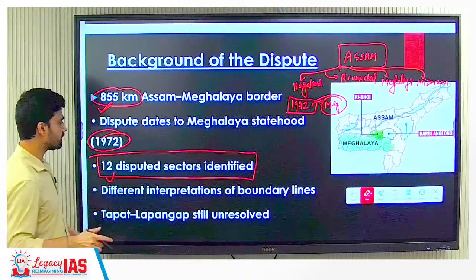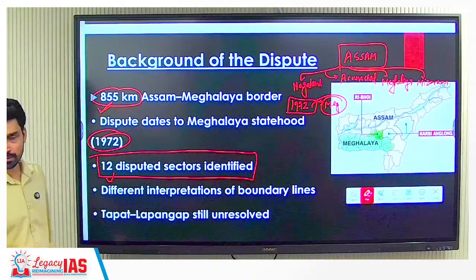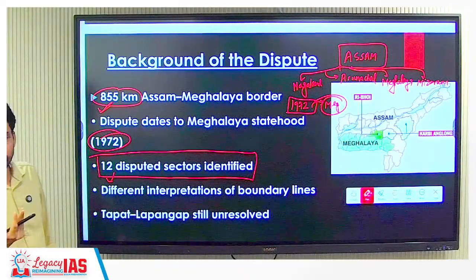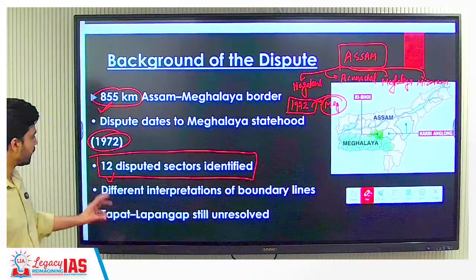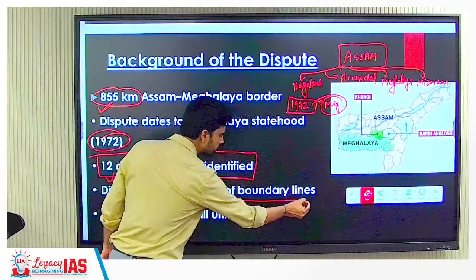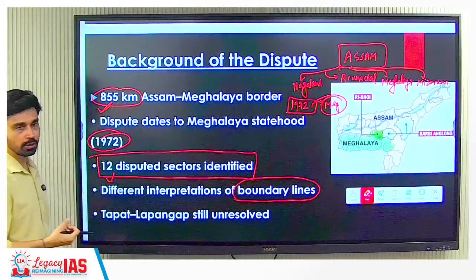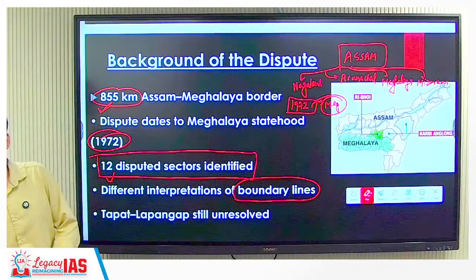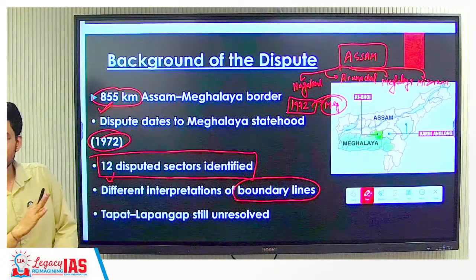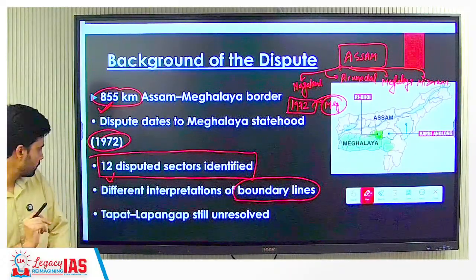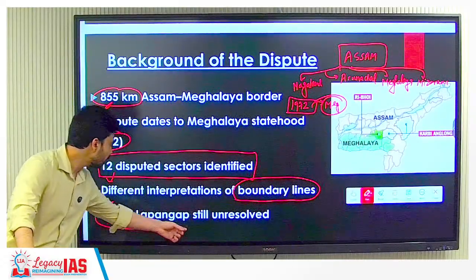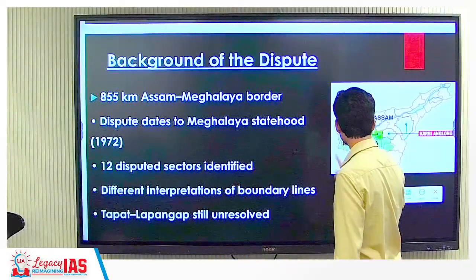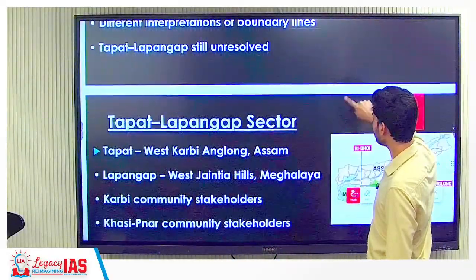Out of these 12 disputed sectors, for 6 we have been able to come to some solution to some extent. 6 sectors are still such that the states do not accept each other's points. Whose area is it? A different interpretation of the boundary line is the reason behind it. Assam said it is my area based on historical data, historical control. Meghalaya says that because it is our community people who are living in this area, it should rightly be transferred to which state? Meghalaya, right? So Tapat Lapangap, the area, the dispute that we are talking about, is still one of the unresolved disputes along the Assam-Meghalaya border.